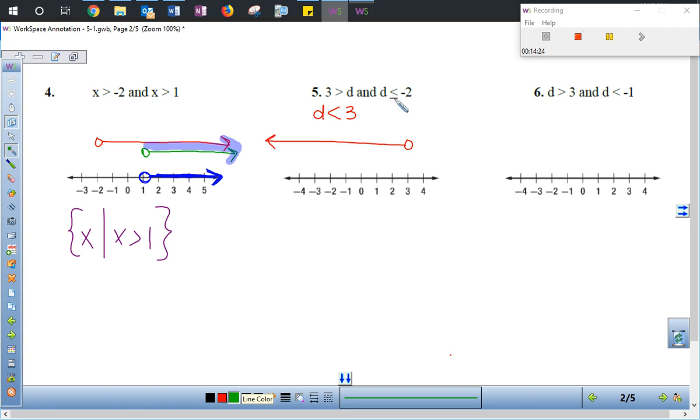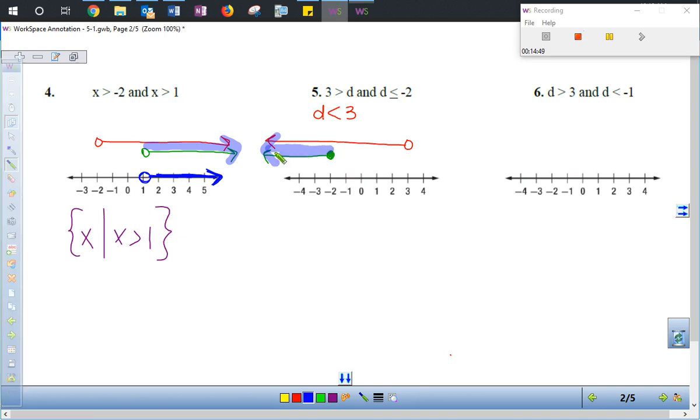Then d is less than or equal to -2. So at -2, we're going to have a closed dot, and since it's less than or equal to, we're going to go to the left. Now we highlight where they overlap. Notice if I were to go from left to right, they start overlapping with arrows, which means I'm going to start with an arrow, and it's going to stop at that closed dot on -2.